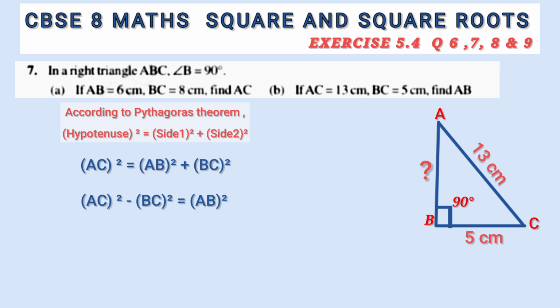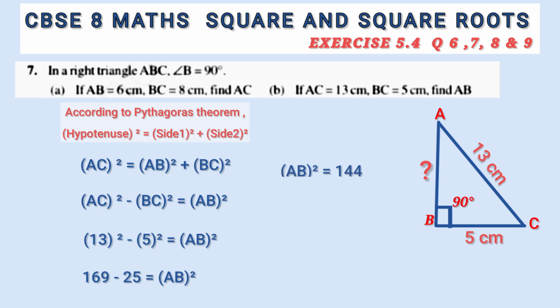Values of hypotenuse AC and one side BC we will substitute in this equation. We have 13 square minus 5 square equals AB square. 13 square is 169 and 5 square is 25. So we have 169 minus 25 equals AB square. 169 minus 25 is 144. So we have AB square equals 144. But 144 is 12 square. So AB square equals 12 square. Taking square roots of both sides, their squares will go away and we have AB equals 12.